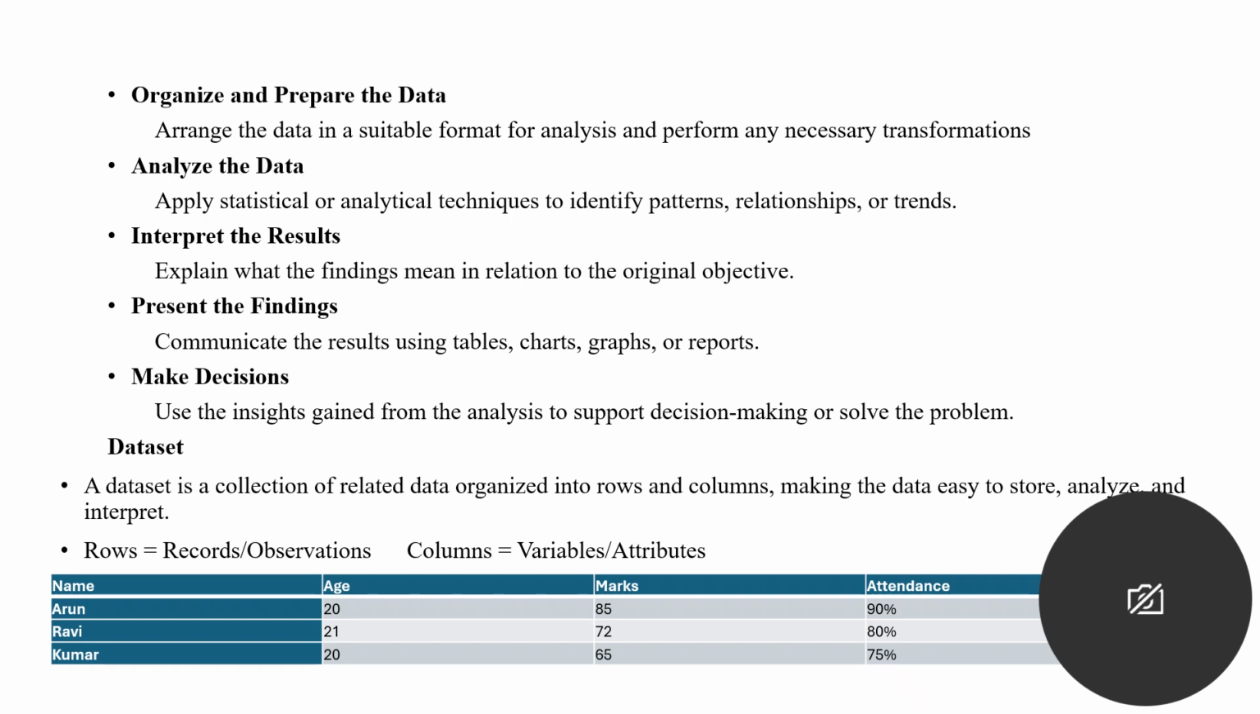Next step is interpreting the results. After analyzing the data, we need to understand what the results actually mean. For example, if we find the students with higher attendance generally have higher marks, we can interpret that attendance may have an effect on academic performance. Next one is presenting the findings. We present our findings in an easy way to understand. We can use tables, charts, graphs, or reports to explain those results.